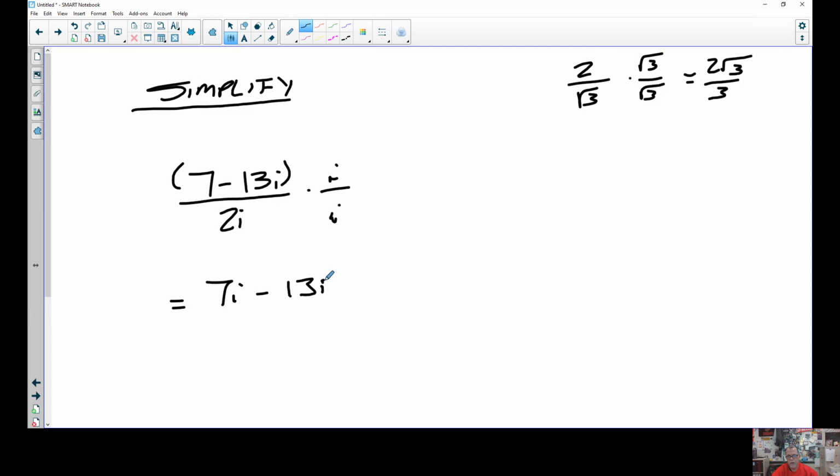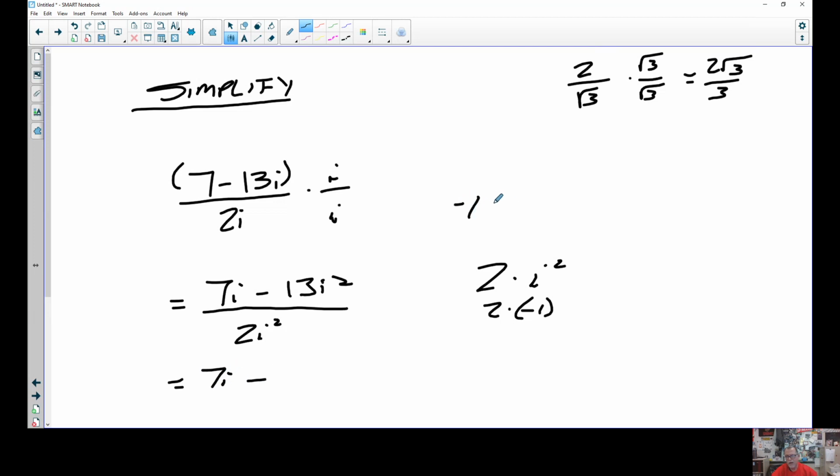I'm just getting a little lag here. 13i squared. All right, it did not like me doing that. Okay, and now 2i times i is 2i squared. But what is 2i squared? 2 times i squared is 2 times negative 1. So that would become 7i minus, well, let's do this one too.